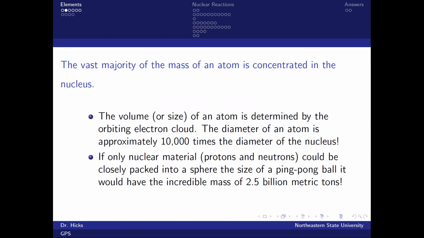How big an atom is, like its physical size, is determined by how big those orbiting electrons are. And usually for most atoms, that diameter of the electron cloud is way bigger than the actual nuclear diameter. The electron cloud diameter is about 10,000 times bigger than the diameter of the nucleus. So there's a whole lot of mass in a very, very, very small volume.